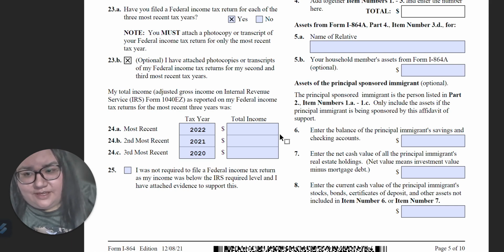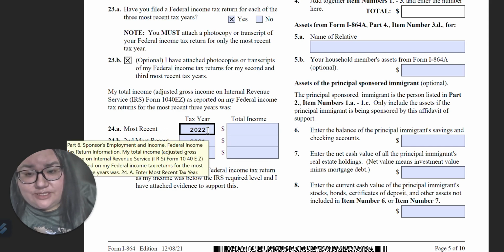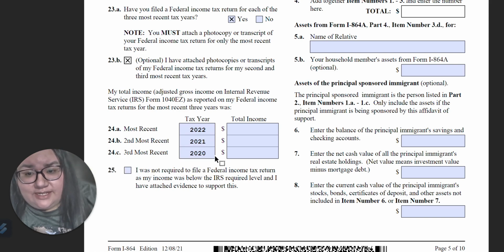So we're going to go ahead and put in the most recent 3 years. We're in 2023, which means the last 3 tax years were 2022, 2021, and 2020. So I've input those 3 there. Now you have to input the total income from each tax year. This is where the mistake happens. For some reason, people think total income means adjusted gross income.